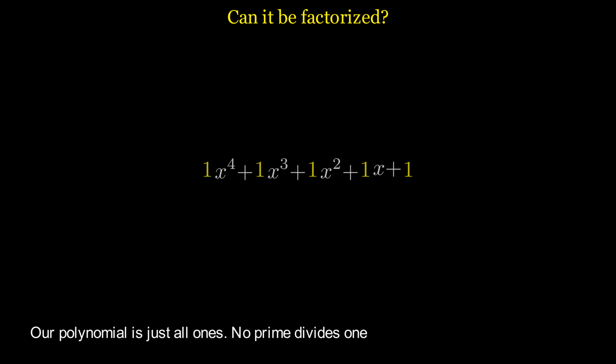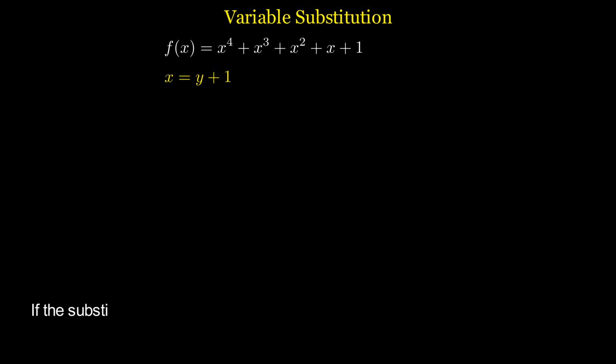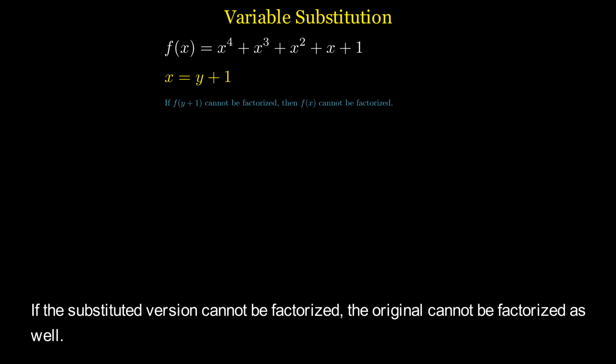Our polynomial is just all ones. No prime divides 1, so we're stuck again. Or are we? We can apply a substitution by replacing x with y plus 1. If the substituted version cannot be factorized, the original cannot be factorized as well.